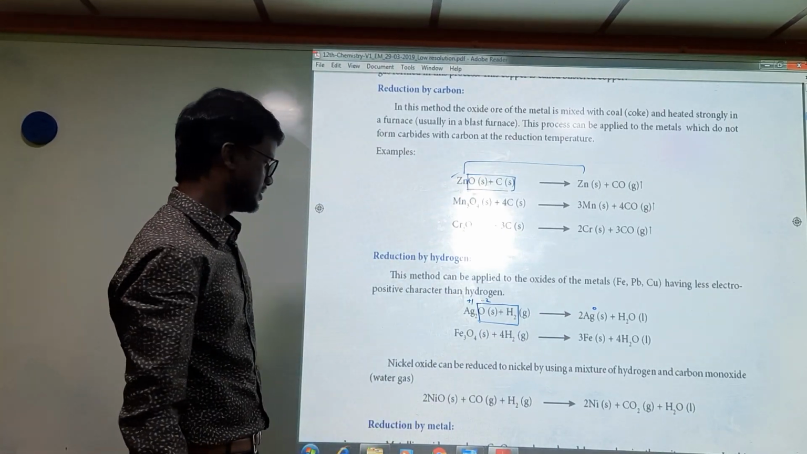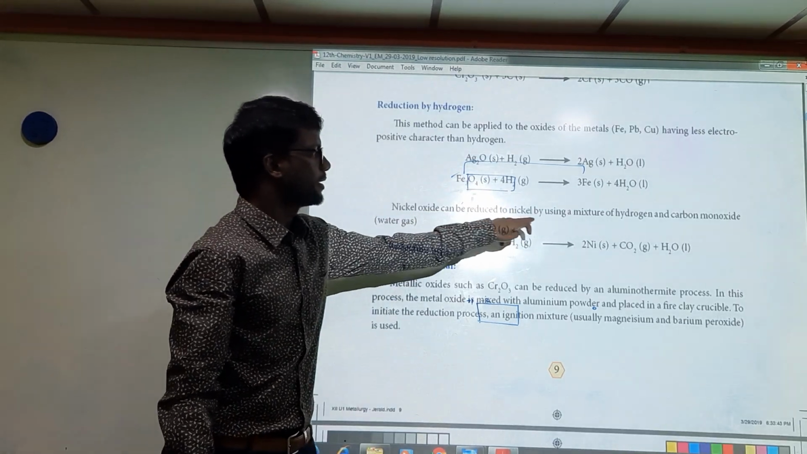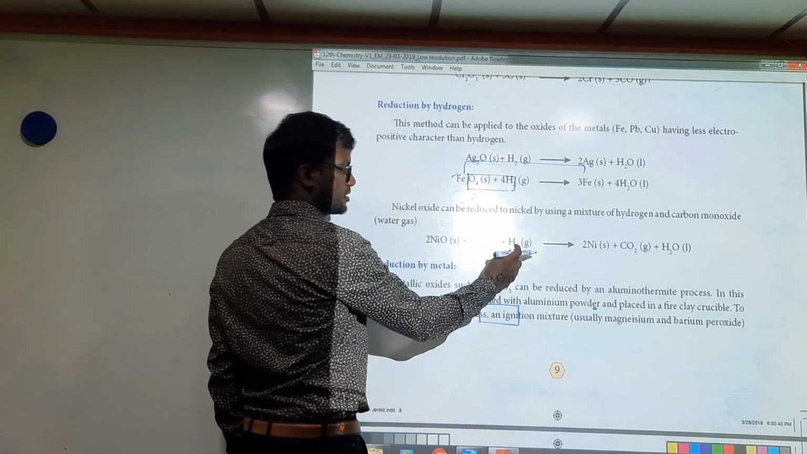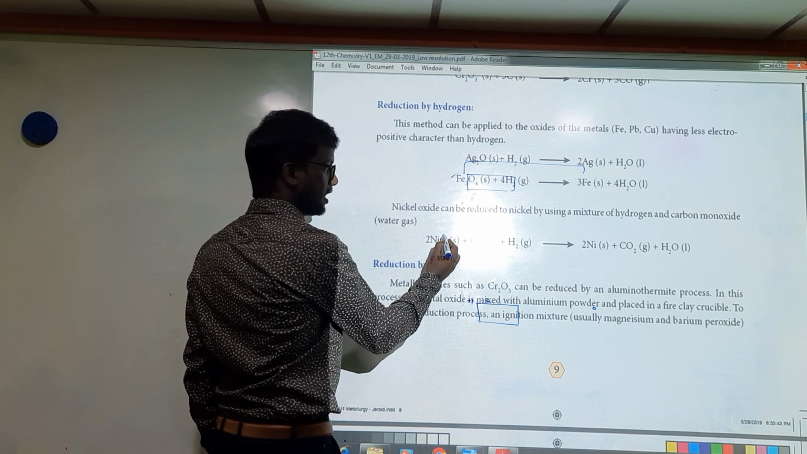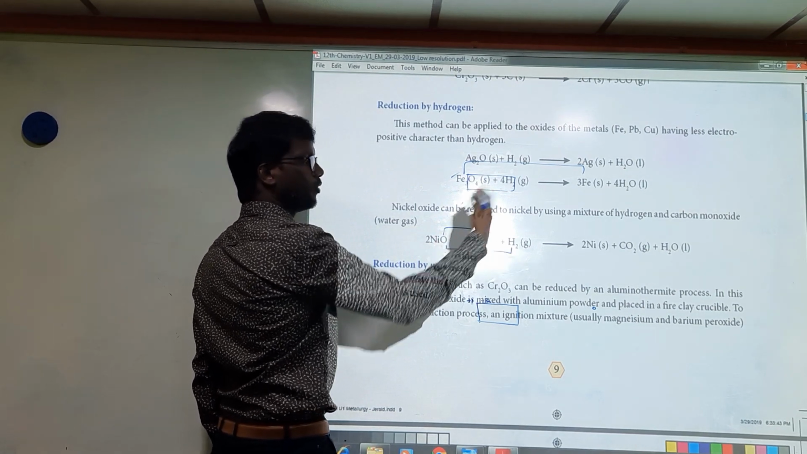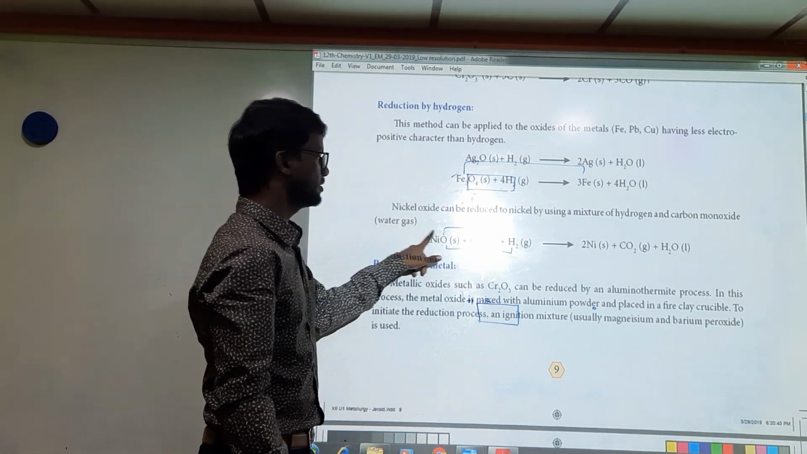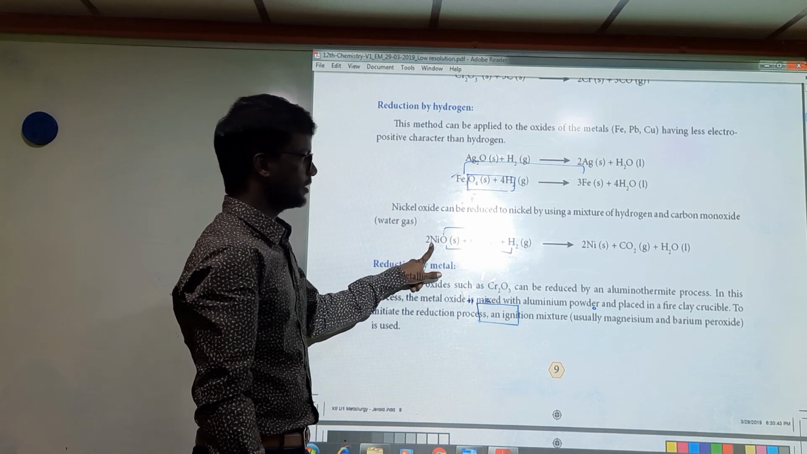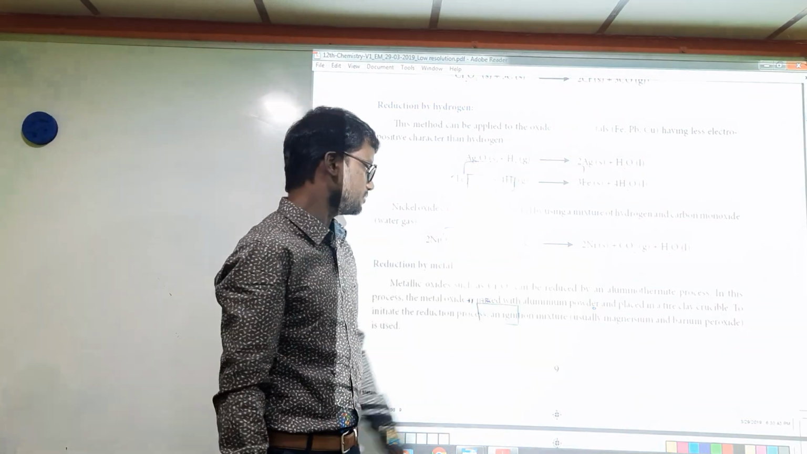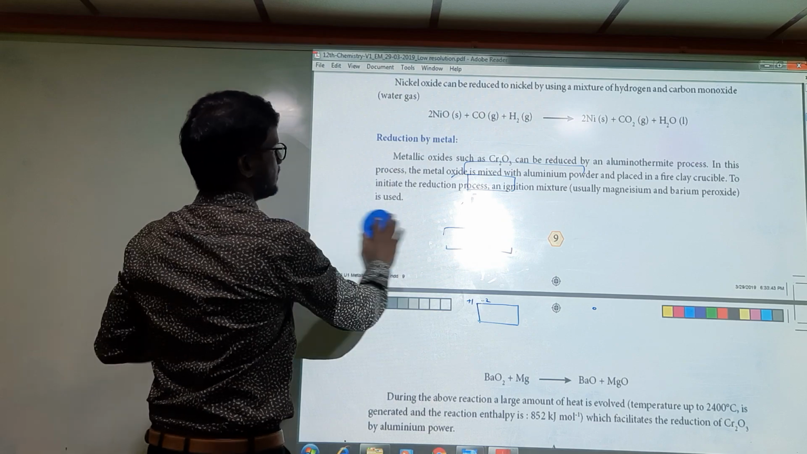One more example: nickel oxide can be reduced to nickel by using a mixture of hydrogen and carbon monoxide. Now you just see, carbon monoxide combines with oxygen to form carbon dioxide, hydrogen combines with oxygen to form water. So we need 2 oxygen, right? 1 for carbon monoxide, 1 for H2O. So I take 2 molecules of NiO. 1 over here, 1 over there, and then 2 nickel. The equation is balanced. Clear?